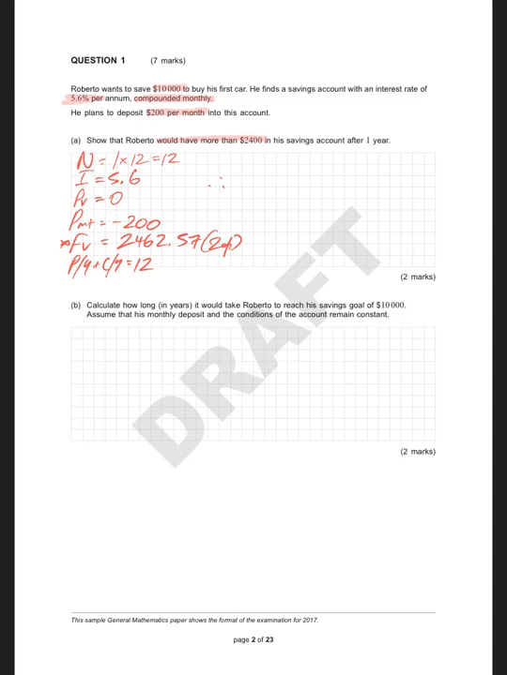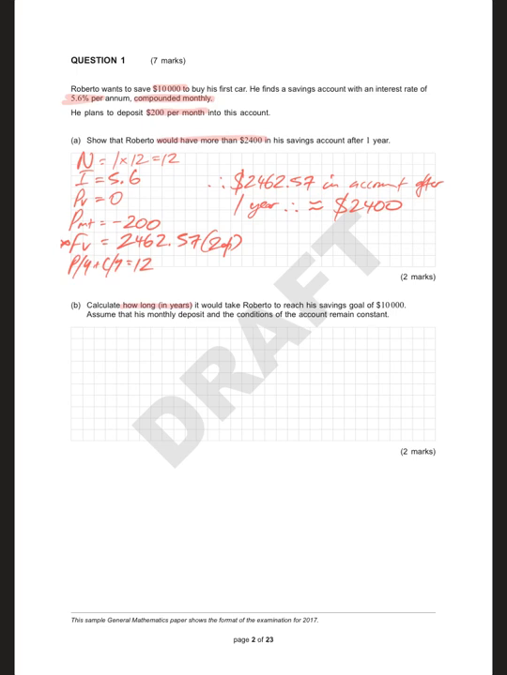Therefore, $2462.57 in the account after 1 year. Therefore, approximately equal to 2,400. Question 1A done.